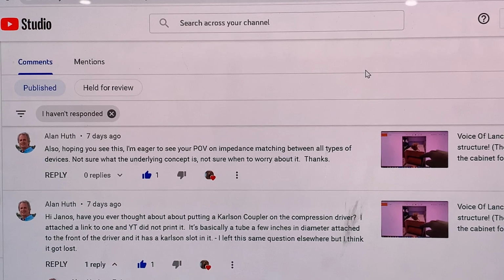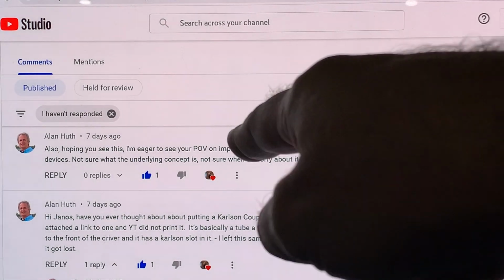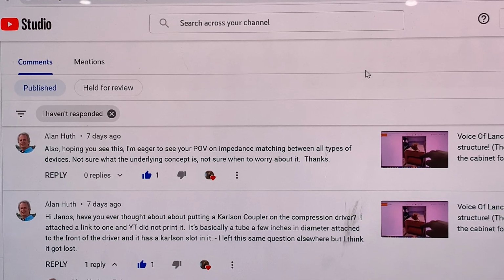And Alan has asked a couple of questions which are probably of interest to many of you. He is asking for my point of view on impedance matching between all types of devices. Not sure what the underlying concept is, not sure when to worry about it. So, impedance matching is basically finding the right gear between the components.